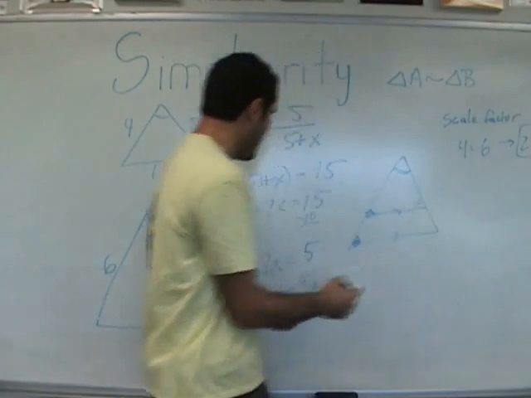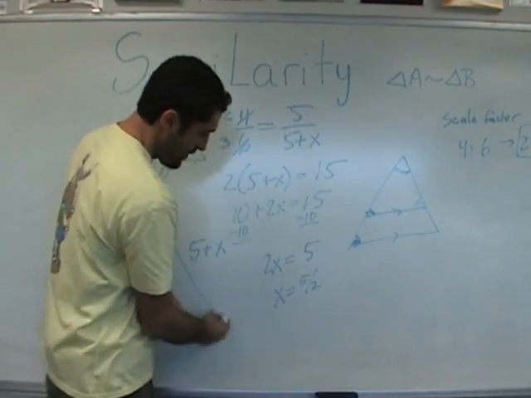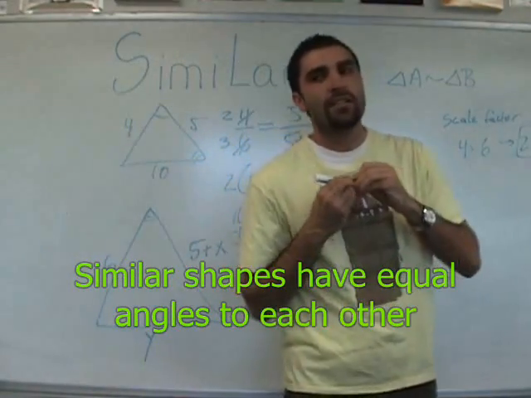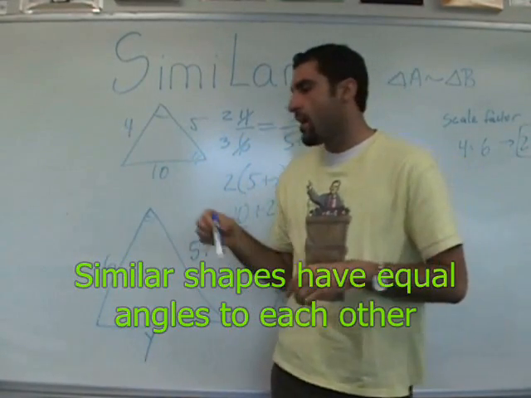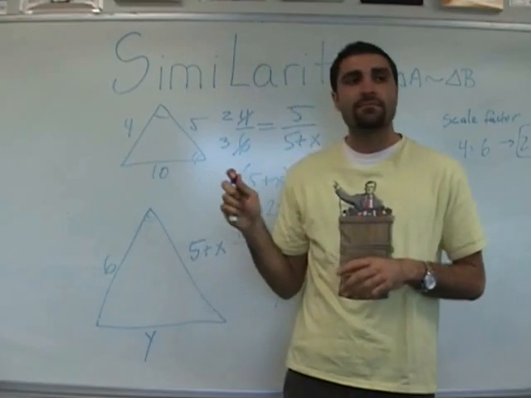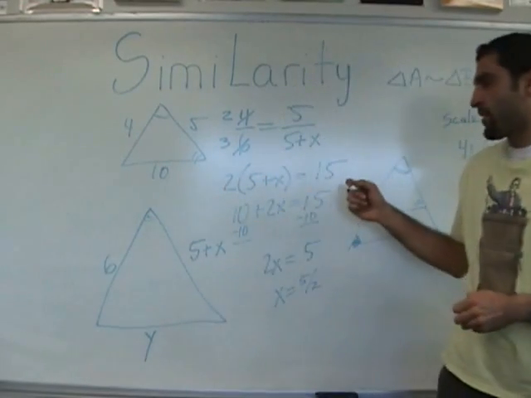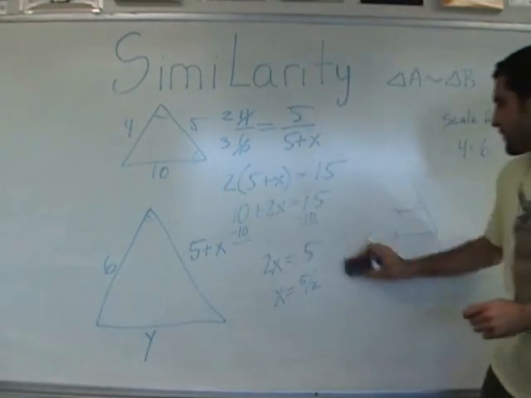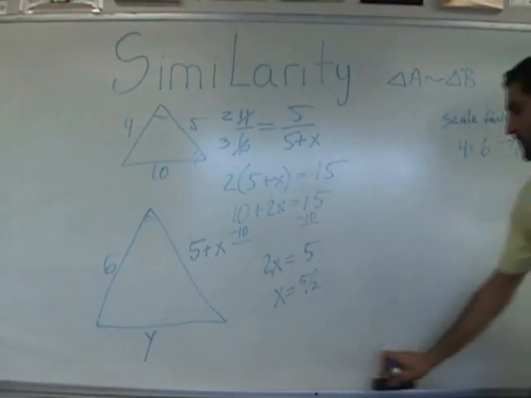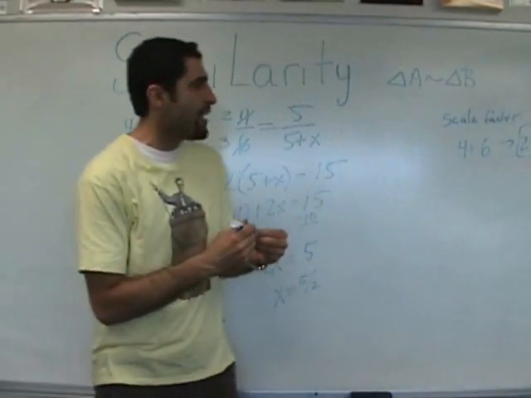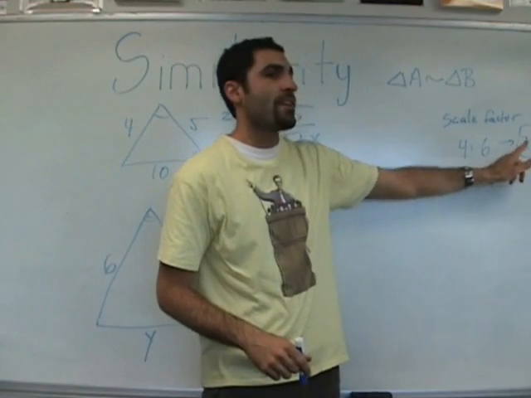And now these two are the same. All right. So similar shapes have equal angles. And then finally, there's one more thing to learn. So the scale factor of a shape is comparing one side to the other side.